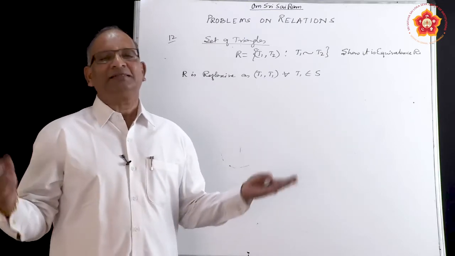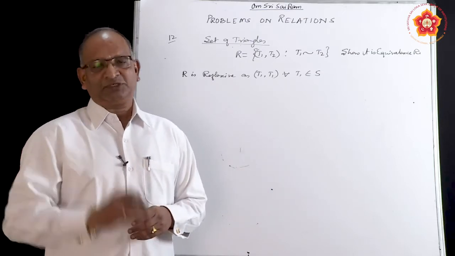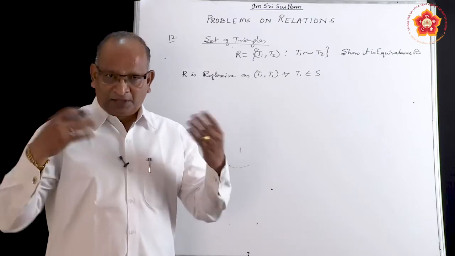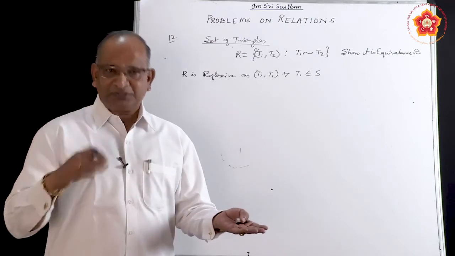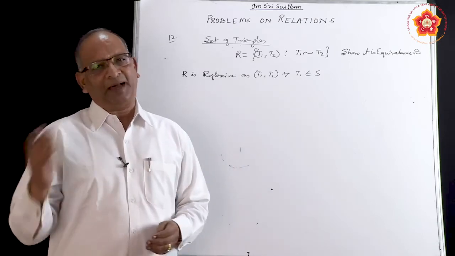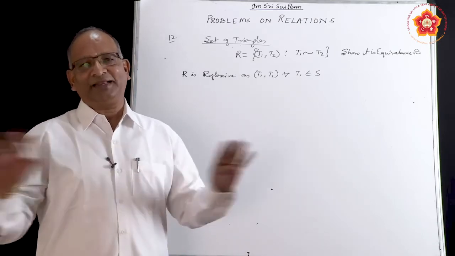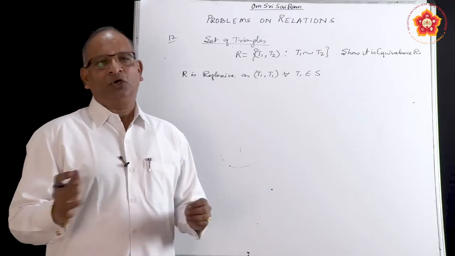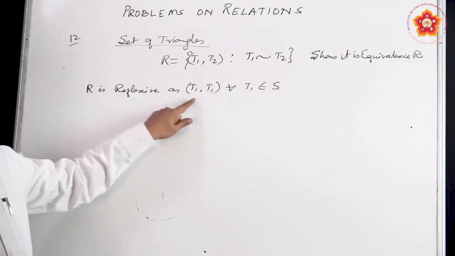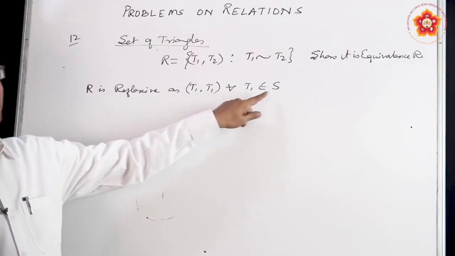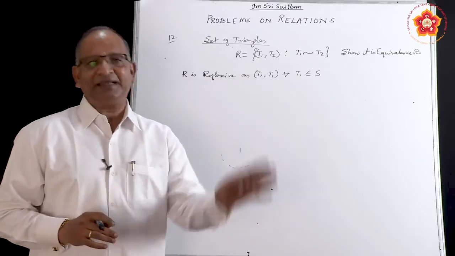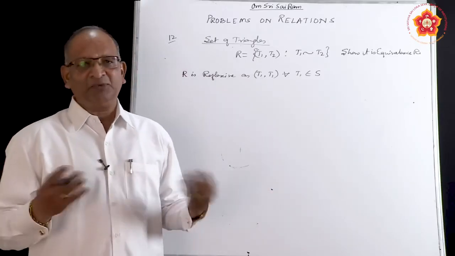Similar means what? Sides are proportional. So suppose one particular triangle has got sides 3, 4, 5. Another triangle you take whose sides are also 3, 4, 5. We say that 3 by 3, 4 by 4, 5 by 5, all the ratios are equal to 1. So the triangles are similar. So R is reflexive because there exists (T1, T1) for all T1 belongs to S. Means what? T1 is related to T1. T1 is similar to T1. Let us move to the second one.